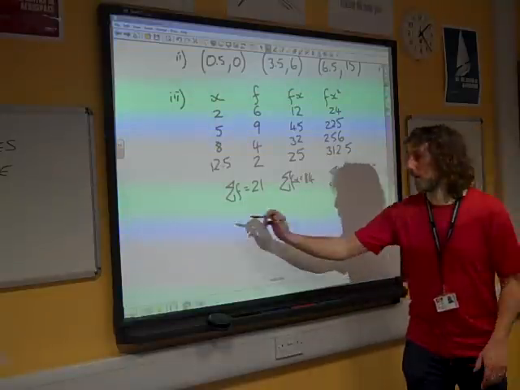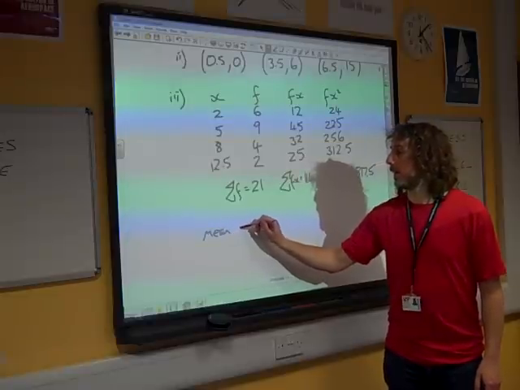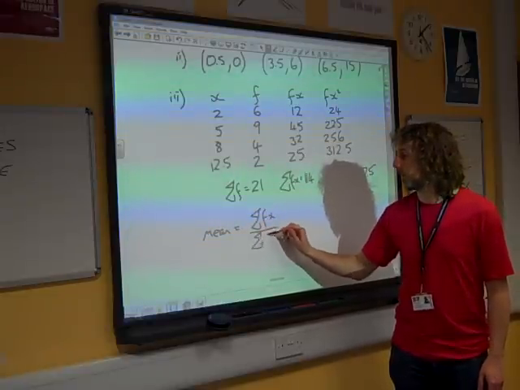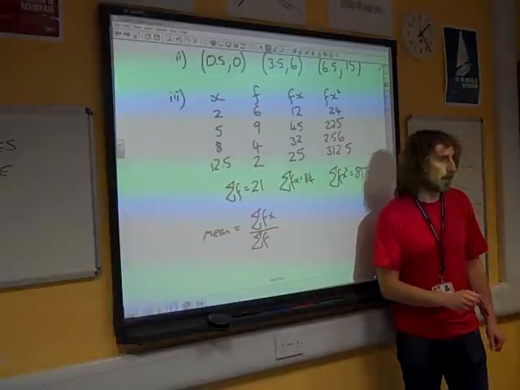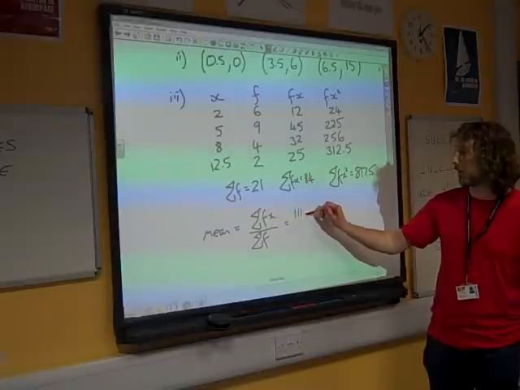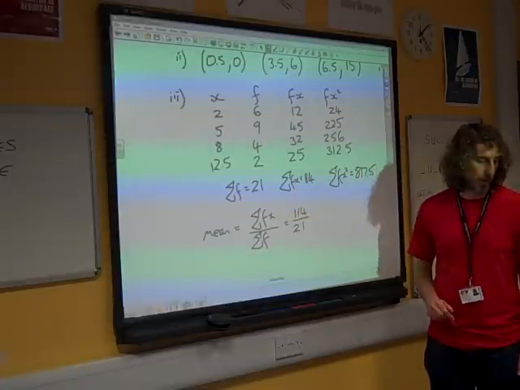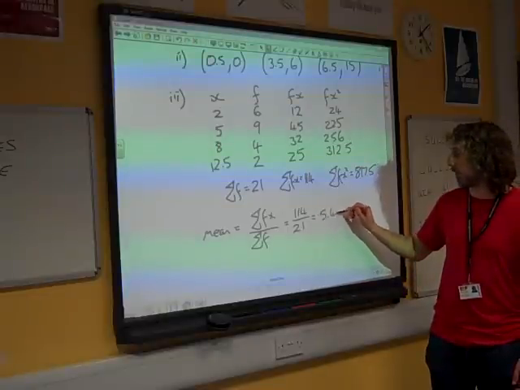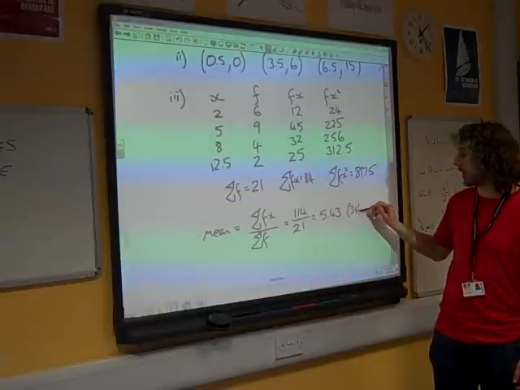The mean is sigma fx over sigma f. So to work out the mean, we've got 114 divided by 21, which was 5.43 to three significant figures.